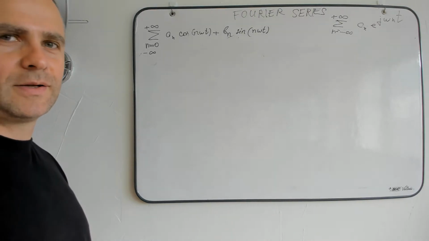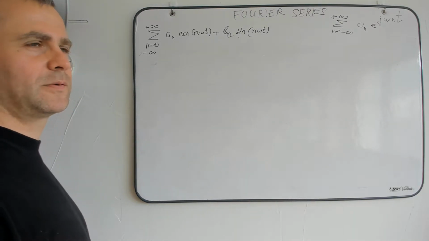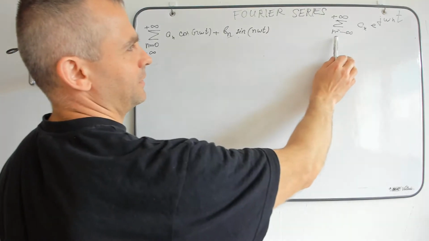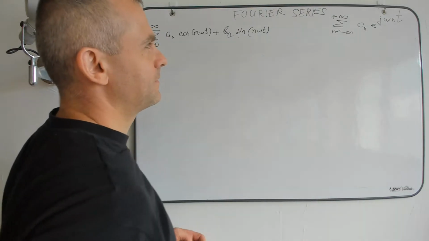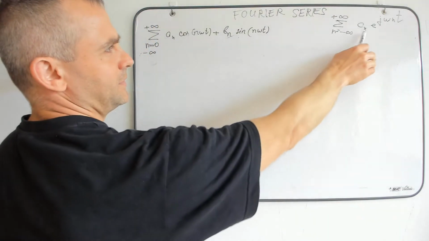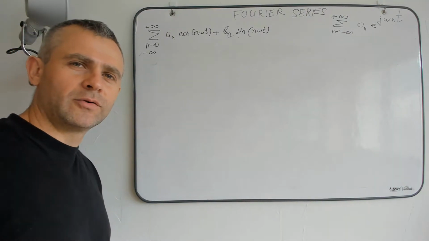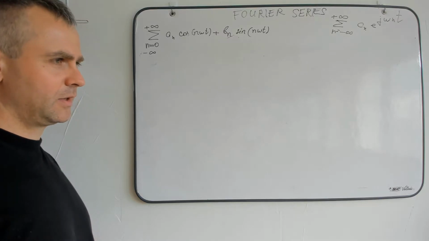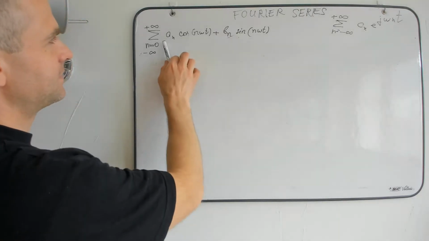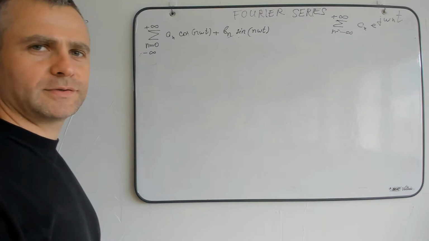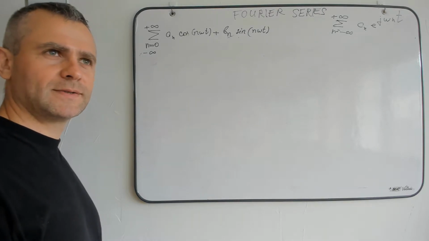Hello. Let's see how to get from this representation of Fourier series to this one, more compressed, where an, bn, cn are coefficients of Fourier series. To develop this relation, I need to see earlier formulas.